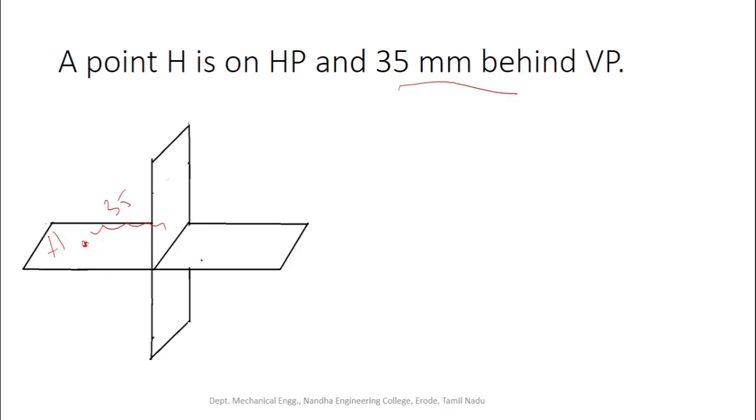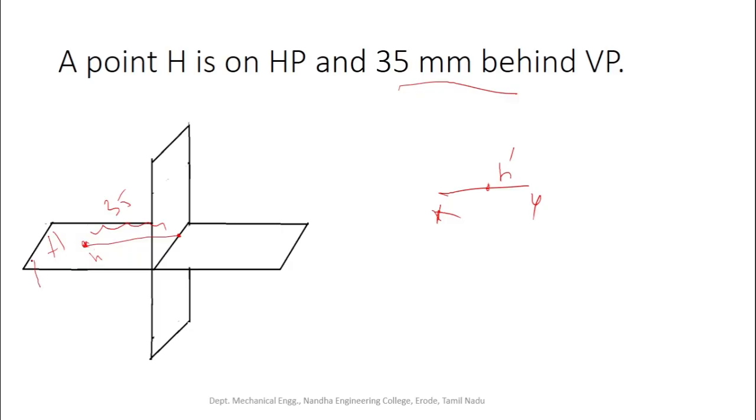So to draw the front view, the object is exactly placed on the HP, so its corresponding front view will be projected over the XY reference axis itself. So this is the XY reference axis, and the front view will be projected exactly on the reference axis. The front view is denoted by H dash. Then next we have to draw the top view. The top view is projected on the horizontal plane itself. The distance between the XY reference axis and the top view is 35 mm.